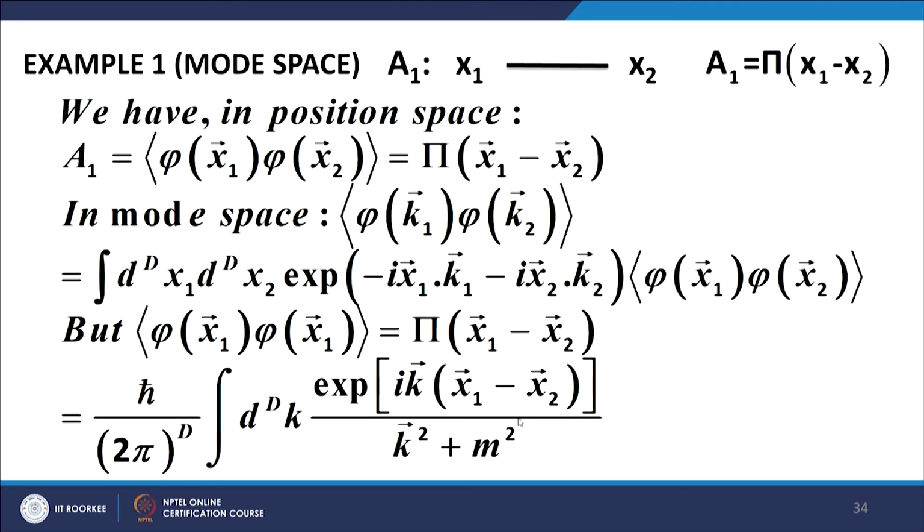We have simply transformed x1 and x2 into their Fourier transformed variables k1 and k2. Now, phi x1 phi x2, as I mentioned earlier, is nothing but the propagator, and the expression for the propagator is given at the bottom right equation of your slide. So, phi x1 phi x2 is the expression for the propagator which is here, and we substitute this expression for the propagator phi x1 phi x2 into the equation.